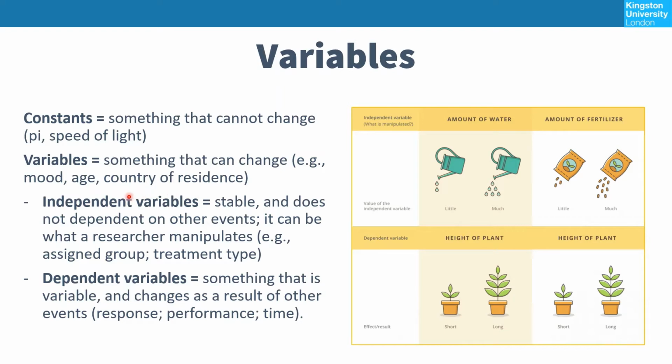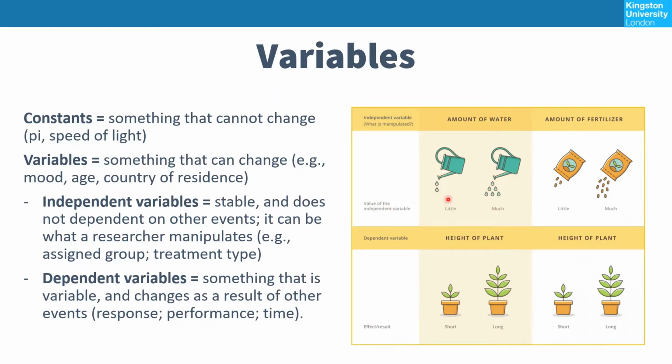So these can be split into independent variables, which are stable variables that do not depend on other events. They are normally the things that we manipulate as researchers, such as group assignment or type of treatment somebody receives. While the dependent variable is something that will change and is variable as a result of other events. So for example, the participant's response due to what is happening.